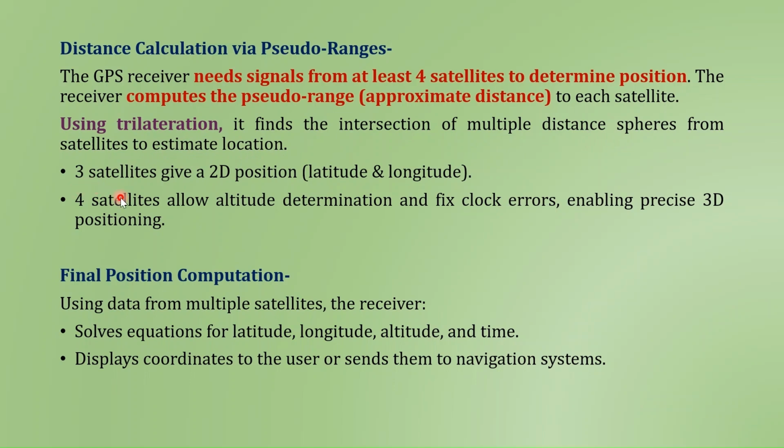So a minimum of 3 satellites is required to give a two-dimensional position, that is the latitude and the longitude, and the presence of 4 satellites allows the calculation of the altitude, and it fixes the clock errors, enabling precise 3D positioning. The final position computation is done using the data from the multiple satellites. So the receiver solves the equations for the latitude, longitude, altitude and the time, and then the coordinates are displayed either on the GPS receiver or sent to the navigation system.